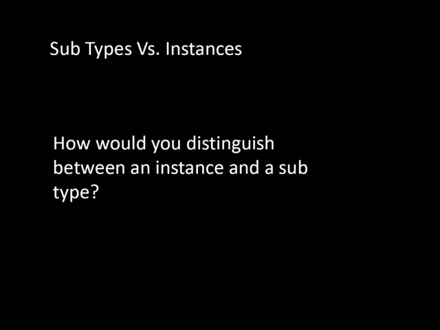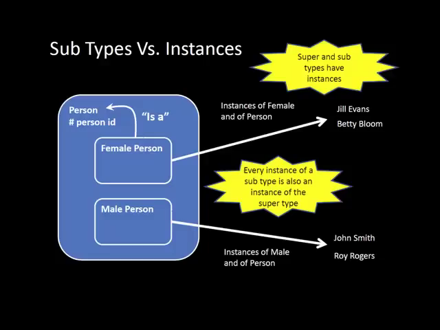Okay. So now we have to be clear that subtypes are different from instances. Subtypes are themselves types, which means they can have their own instances, whereas instances are not types. So we shouldn't get confused between subtype and instance. This point I already spoke about.